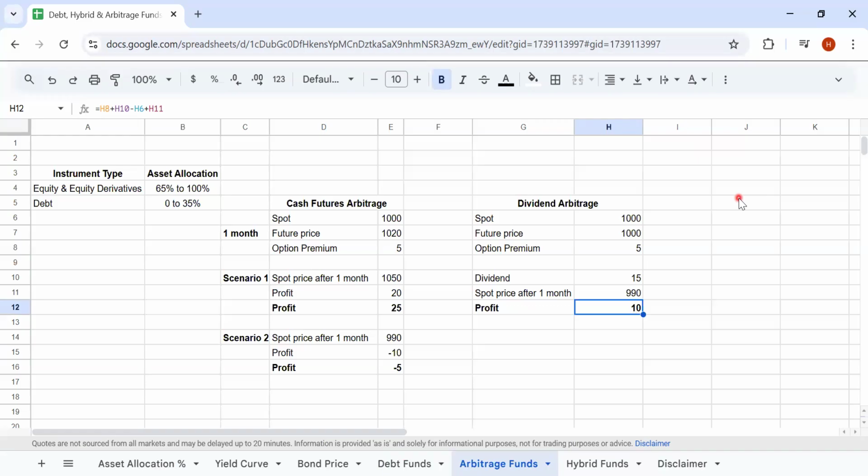But over a 1 year period, and even over a 6 month period, they have delivered something like a 7% annualized return, similar to debt funds.